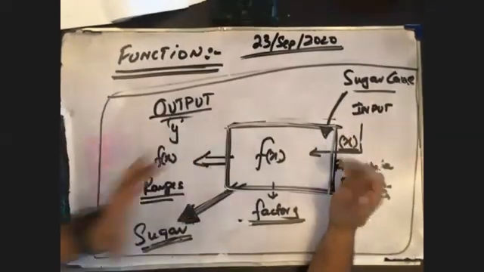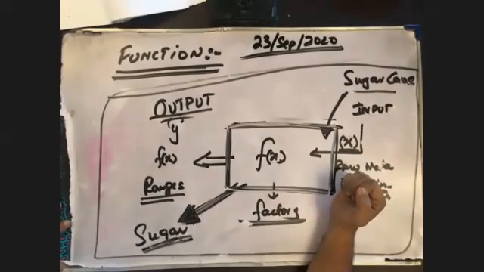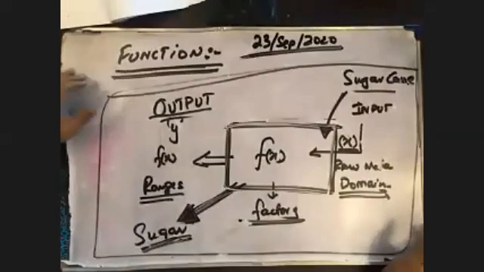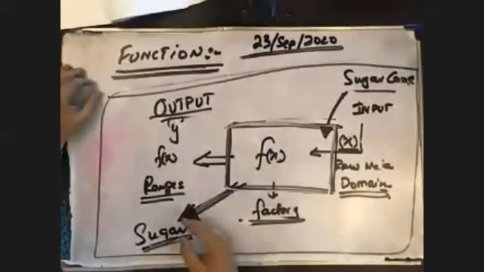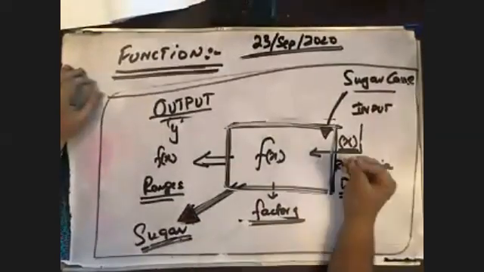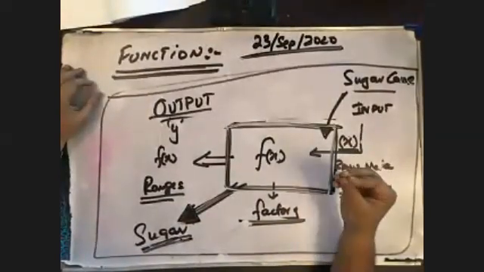What happens in a factory? I'll tell you what happens in a factory. You put in an input and you get an output. What does the factory do? The factory does a function.